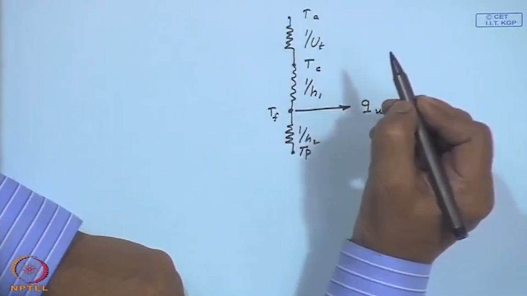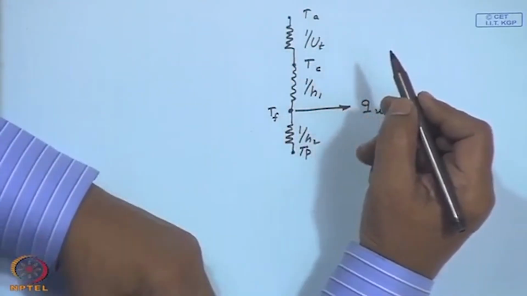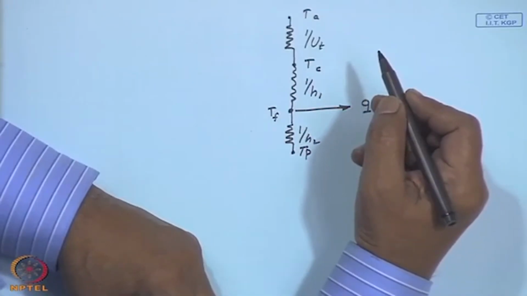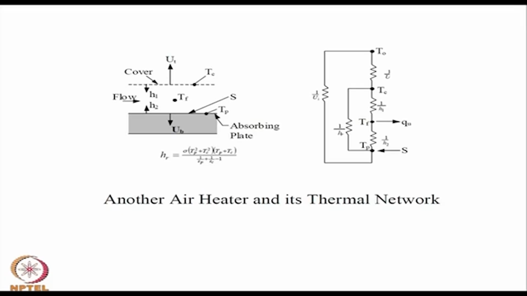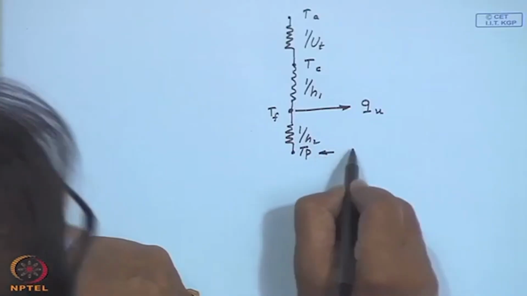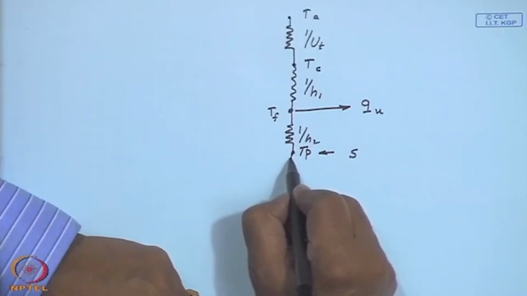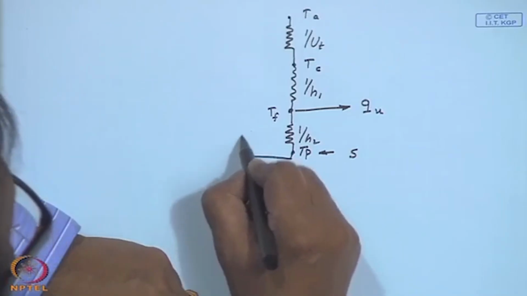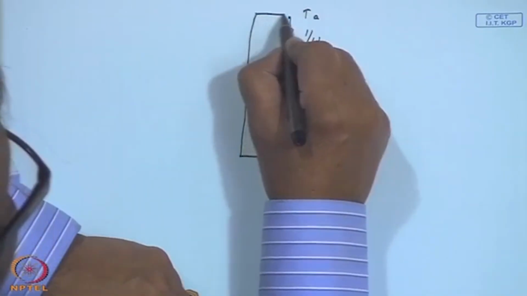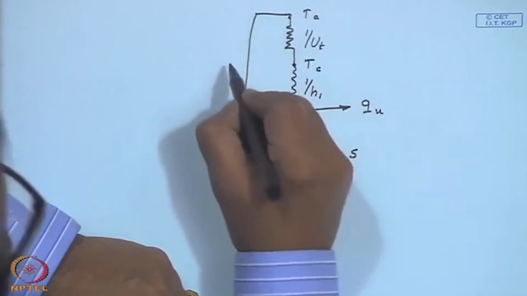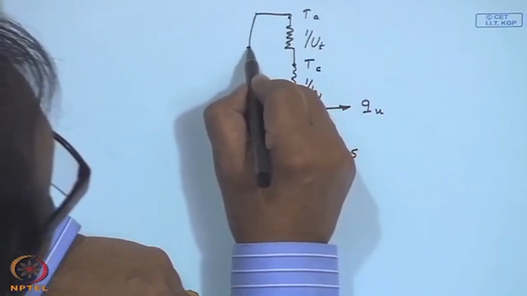Of course, you have got S, the absorbed energy, over here. The loss is from here to here, with a resistance of 1 upon U t.